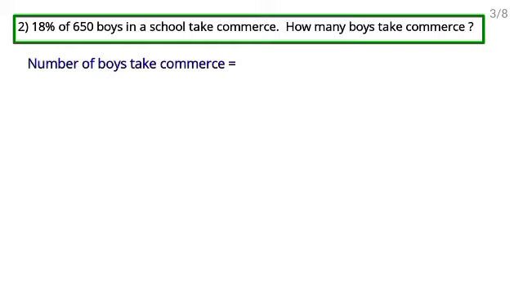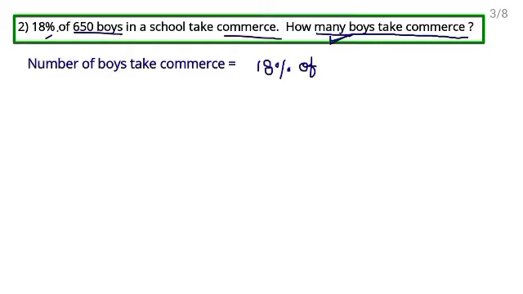Next question, question number 2: 18% of 650 boys in a school take commerce. Total boys given is 650 and 18% of these boys take commerce. How many boys take commerce? They have given in percentage and they are asking in numbers, right? So in percentage they have given 18%.